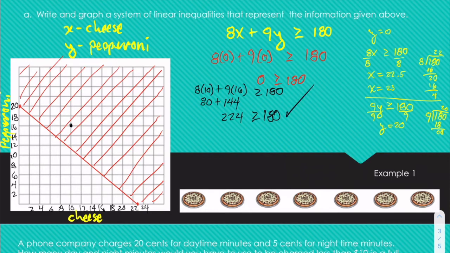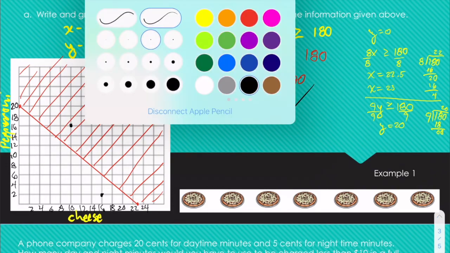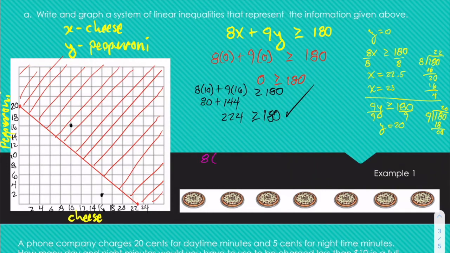What if someone said, hey, we sold 16 cheese pizzas and 2 pepperoni pizzas, did we make enough? Well, let's check that out. That gives me 8 times 16 plus 9 times 2. Is that greater than or equal to 180? Well, 8 times 16, that's 80 plus 48, that's 128, and 9 times 2 is 18. When I add those together, I get 146. Is 146 greater than or equal to 180? The answer is no. Get back to work and sell more pizzas. Okay? So there's a couple of test points to show how this works and show if we're plotting in the shaded area, that's how that goes.